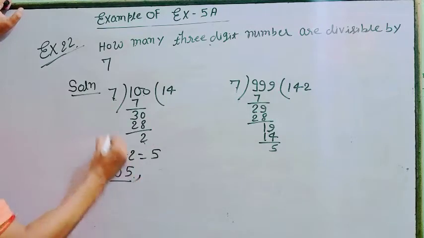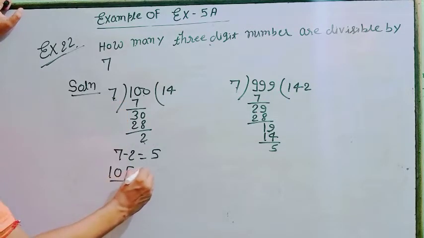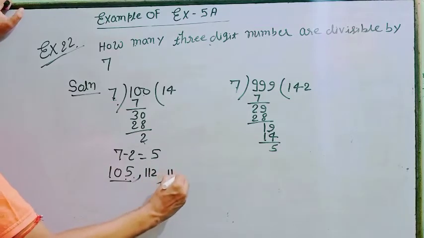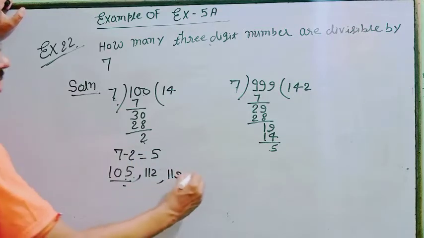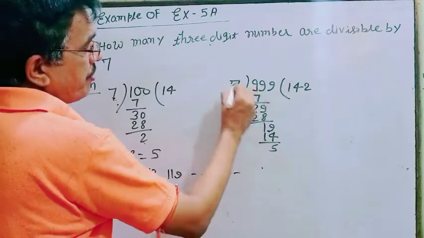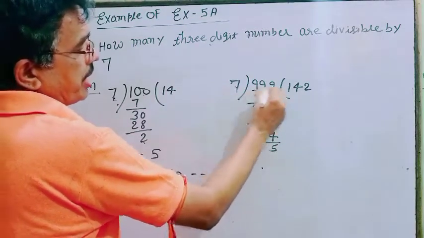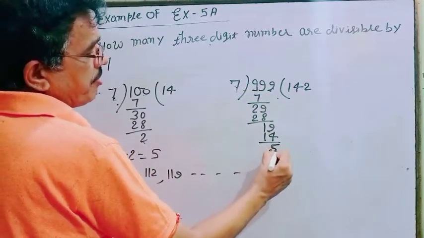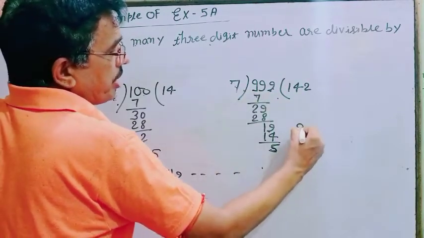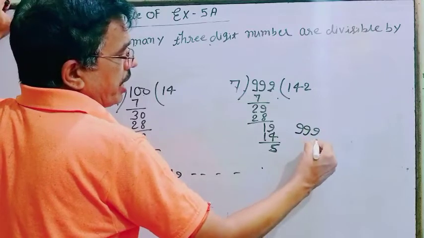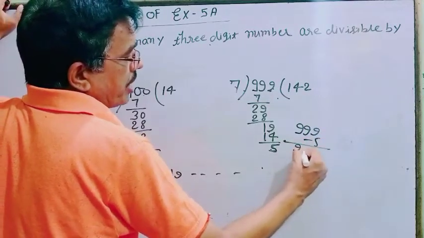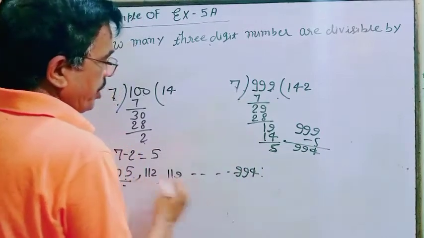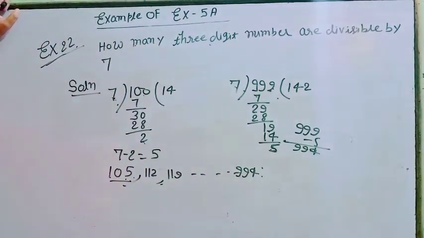What is the second number? If 105 is your first number, then the second is 112. The next number is 119, increasing by 7. But what is the last number? It is different. The last number 999 is not divisible by 7; 5 is the remainder. So what is the last number divisible by 7? 999 minus 5, you get 994. So 994 is the last number and it is exactly divisible by 7.